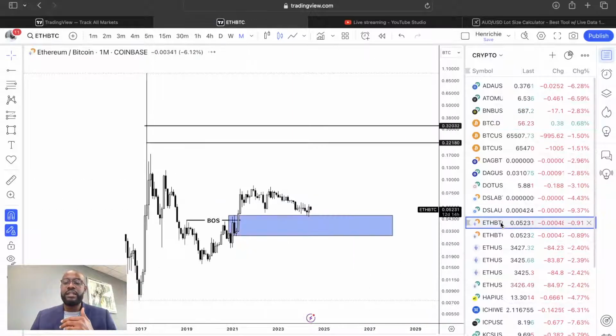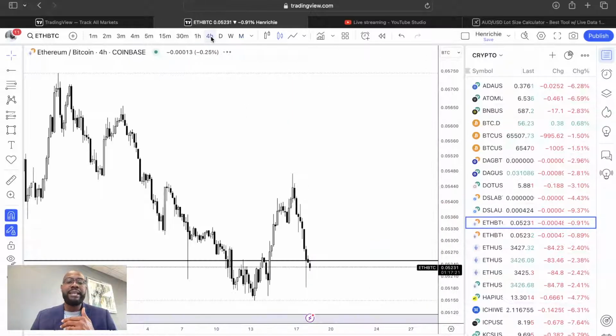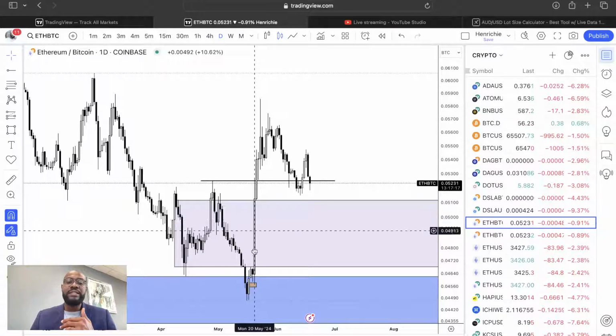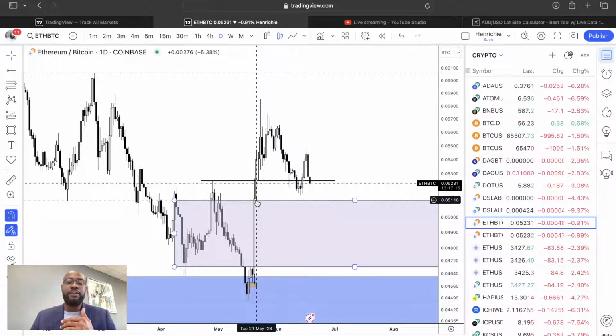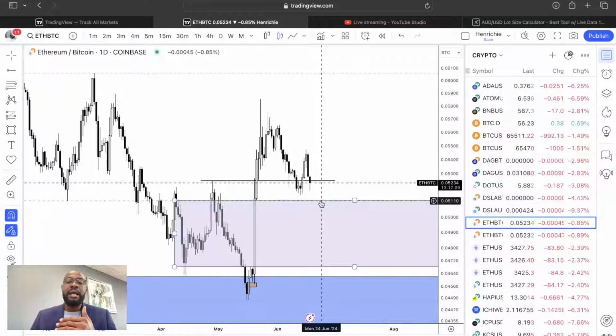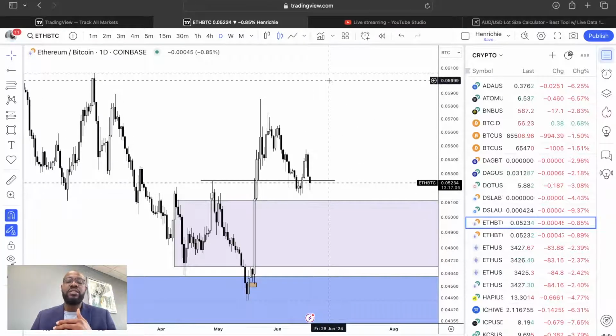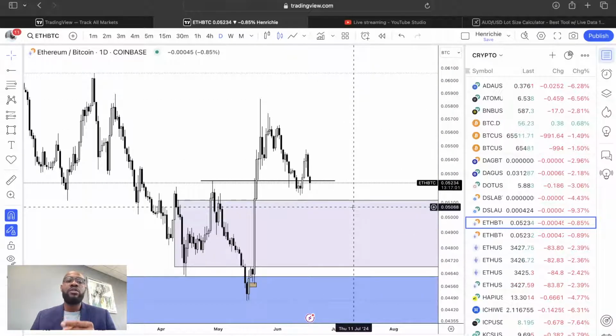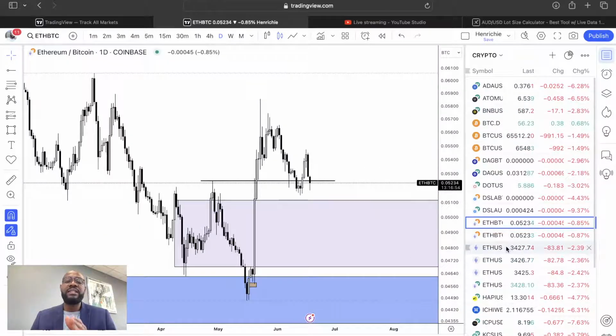And let's also take a look at Ethereum against Bitcoin. And Ethereum against Bitcoin, like I said, I want to see it come into this inefficiency. At least this close of the inefficiency would be my most preferable area. I want to see it come into that position. And once we're in there, the next thing I would like to see would be a potential rejection and continuation to the upside. So if that happens, that means Ethereum is going to outperform Bitcoin very, very much. So I'm watching it very closely, and everything is aligning.